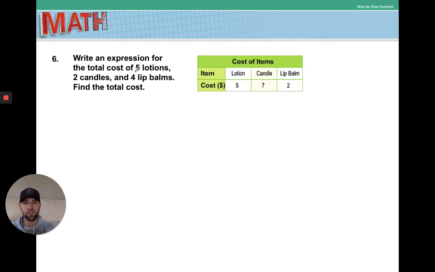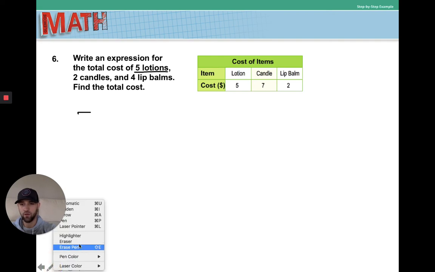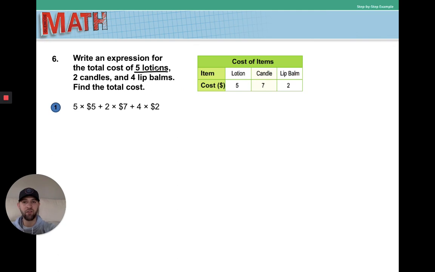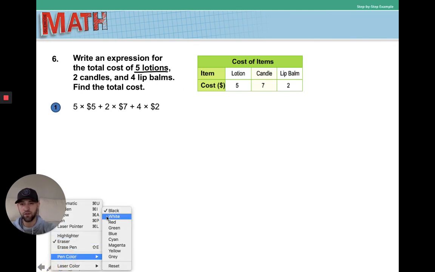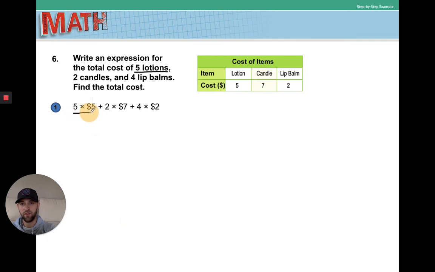My problem says I want to buy 5 lotions. Well, if I want to buy 5 lotions, I guess I can kind of just walk you through that. I don't need to write anything down. If I want to buy 5 lotions, I can get that from this expression right here. 5 times 5. If I want to buy 5 lotions and each of them costs $5, I just have to do 5 times 5. Okay?